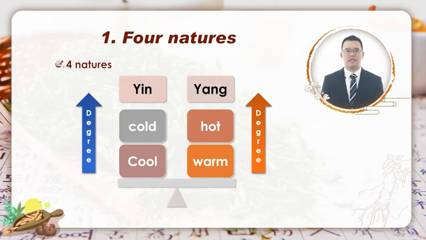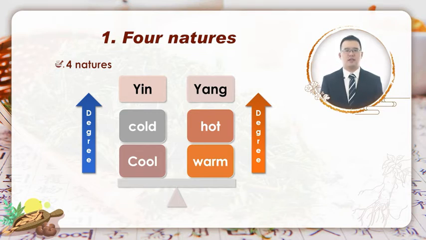4 natures means cold, cool, hot, and warm. Cold and cool pertain to yin, hot and warm pertain to yang. 4 natures are mainly summarized from the body's response after taking herbs. For example, a patient with high fever took some herb and the temperature decreased. So we consider the herb to have a cold nature.